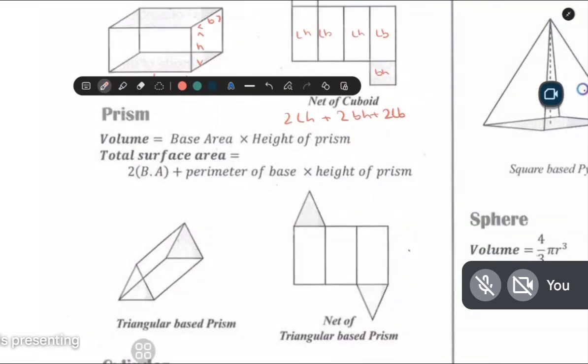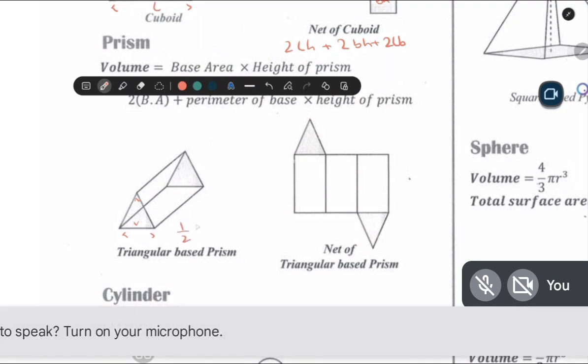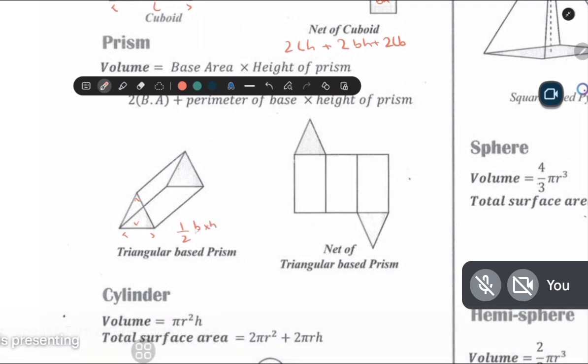Okay. Now, when we're talking about prisms, if this is a triangular based prism, the top to bottom and left to right is a triangle. So that is half times base into height. Yes or no? Area of a triangle, remember? Yes.